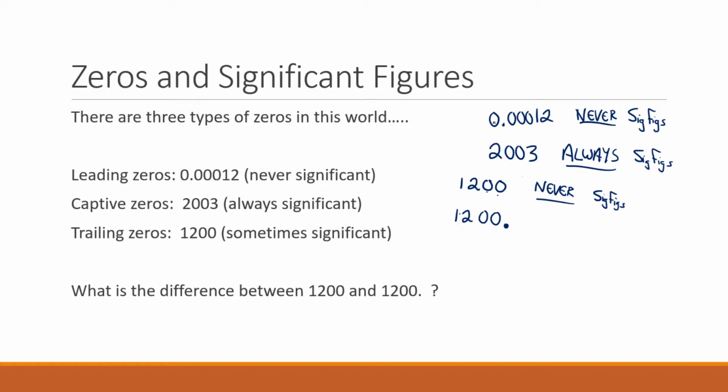Sorry, I saw a question in the chat. In this first one, why aren't the zeros between the decimal and the 1 counted as leading? They are. All of these are leading zeros. All 4 of them. Any zero that comes before a non-zero number is a leading zero.